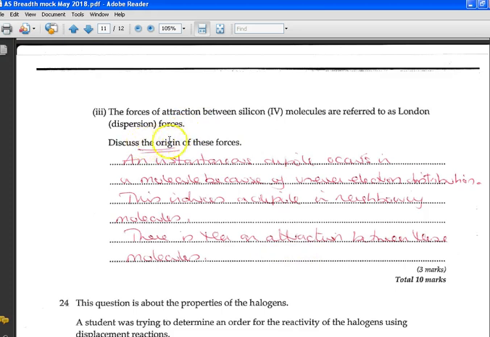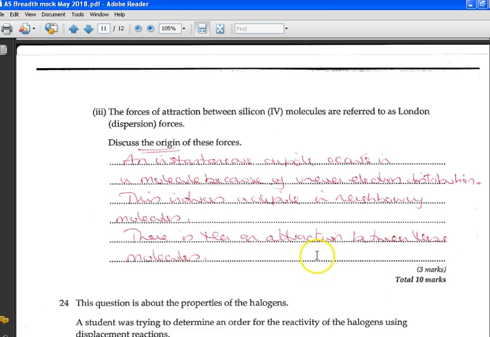So here you're actually asked to explain what London forces are. How do they arise? So you need to use the terminology related to London forces. An instantaneous or temporary dipole occurs in a molecule because of movement of electrons or uneven electron distribution, however you say it. But the instantaneous dipole is created first. This induces a dipole in a neighbouring molecule, and then there is an attraction between them.